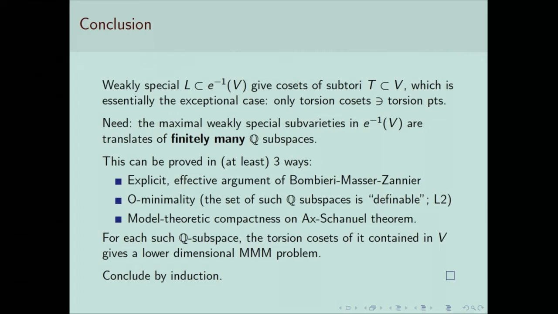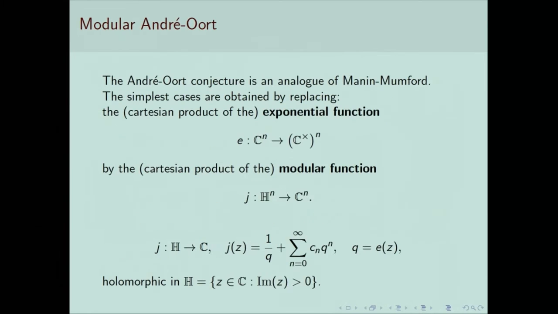And then there's an inductive scheme that takes over, because once you know you have finitely many families, for each family you ask which translates of that subspace are contained in V, and that leads you to consider the points on some lower dimensional variety. So that after that, it's just an inductive scheme. Okay, so now I want to indicate how the same scheme works for the modular case of André-Oort.